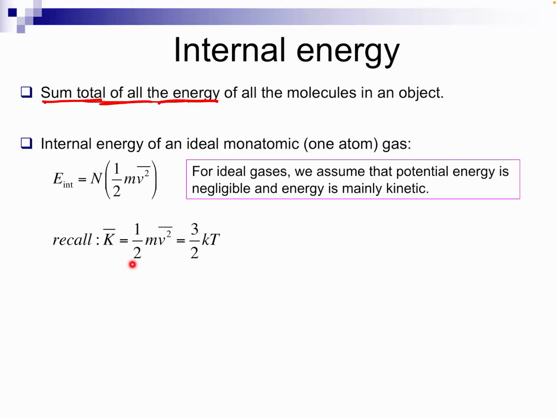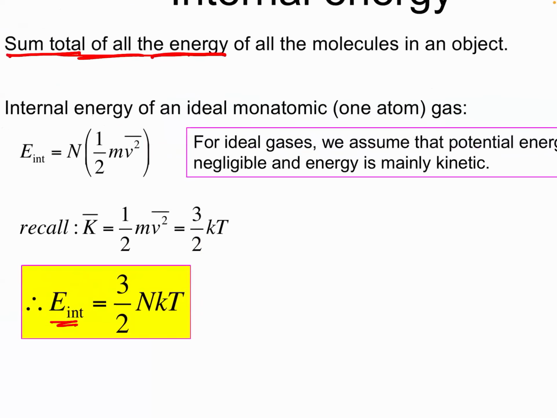Right, and since we've already derived this relationship between average kinetic energy and temperature, the internal energy, or the total energy of the molecules in the object, will then be equal to the total kinetic energy of the gases, which is a consequence of assuming that only kinetic energy is present and potential energy is negligible. Okay. Right, so n is the number of molecules.